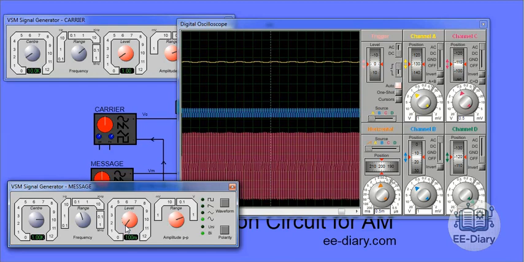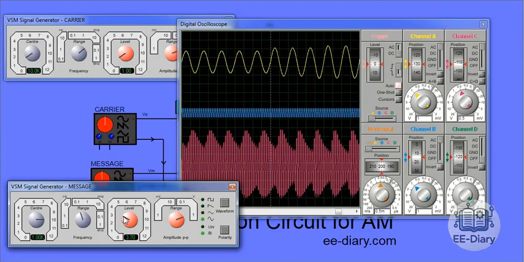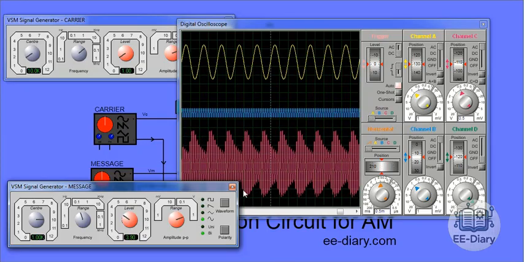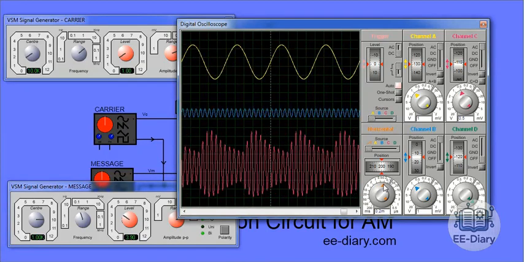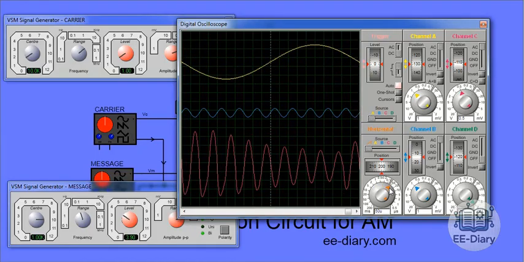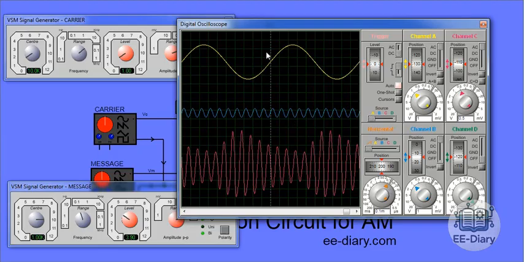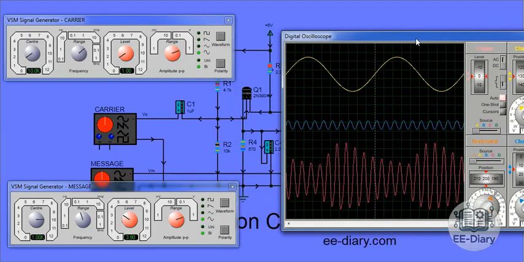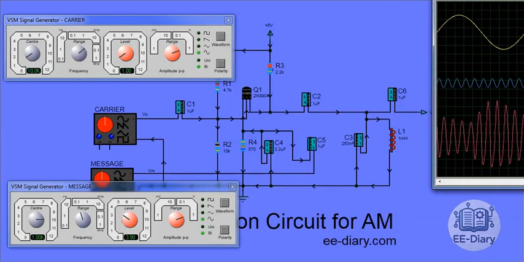Now watch closely as I vary the amplitude of the message signal. You'll see that increasing the amplitude of the message signal directly increases the modulation depth of the modulated signal. Similarly, reducing the message signal amplitude decreases the modulation depth. This demonstrates how the message signal controls the carrier's envelope.